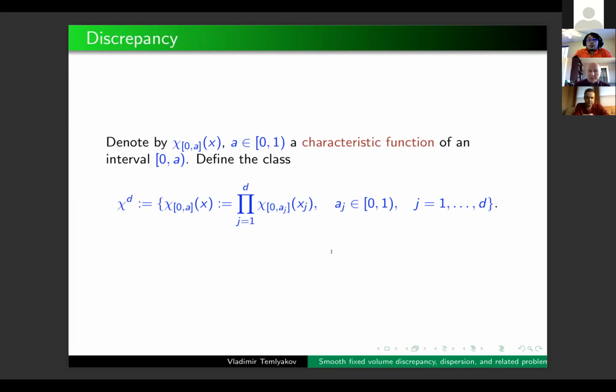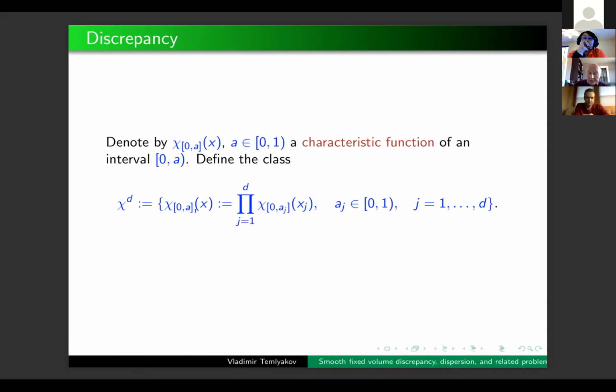A discrepancy can be seen as a special case of numerical integration. Special in the sense that we consider a very special class, and this class will be defined momentarily. So this is a definition. This is the standard definition of a characteristic function, univariate, and this is the interval from 0 to a. A is just a number. In our case, it will be a number between 0 and 1. So we will live in the unit cube in the multivariate case. This is enough for us.